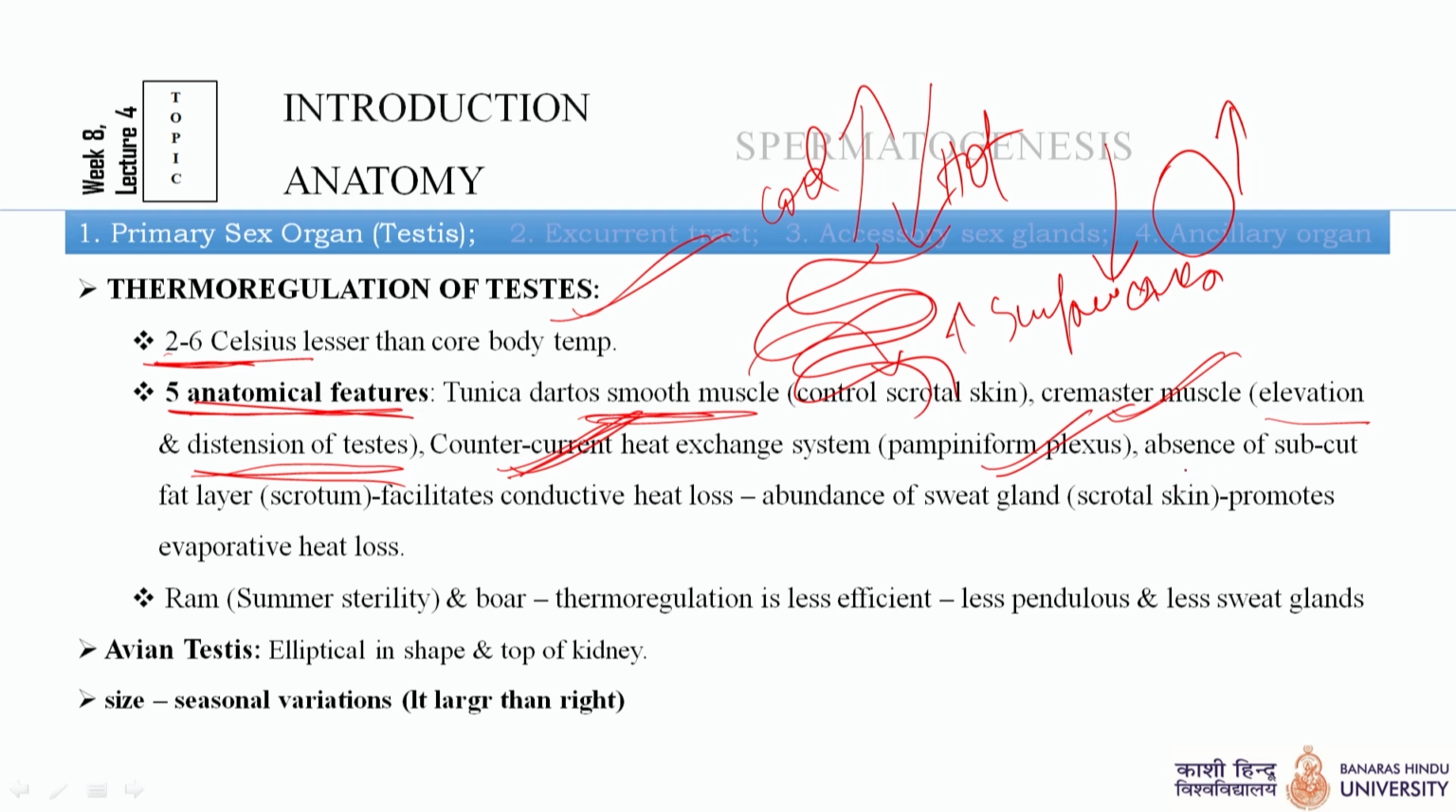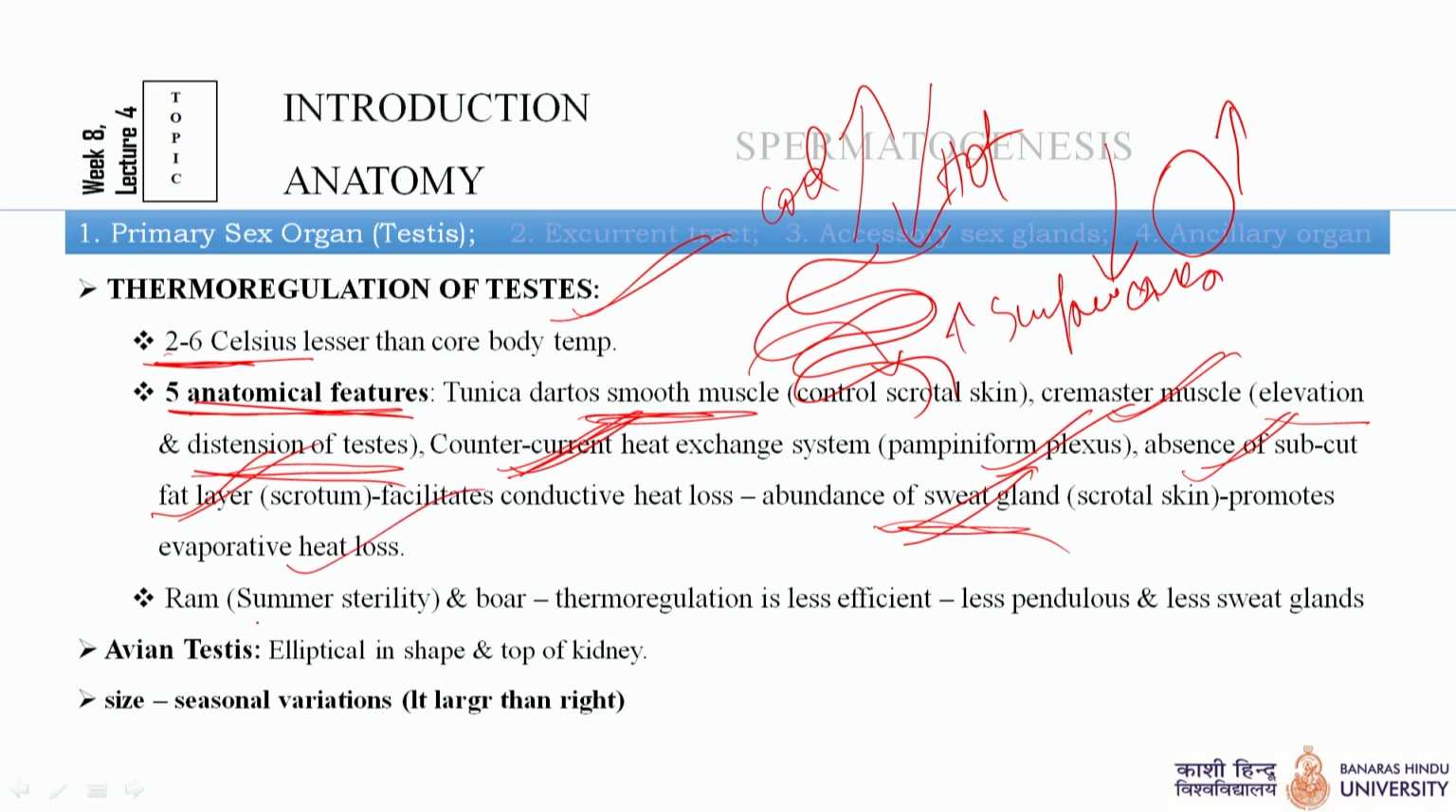Then the fourth way is the absence of the subcutaneous fat layer in the scrotum, right? Due to that reason, heat easily dissipates, otherwise the fat would act as an insulating layer. Then the last is the abundance of sweat glands on the scrotal skin, which promotes evaporative heat loss.